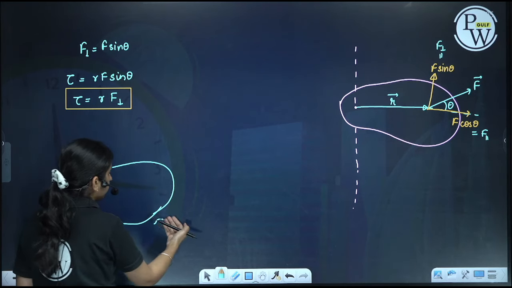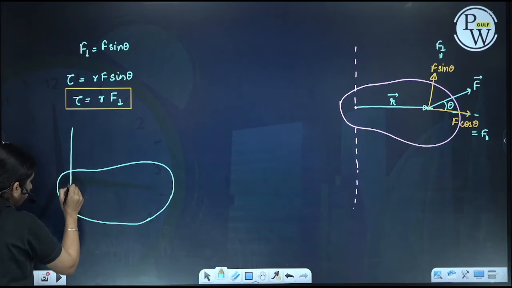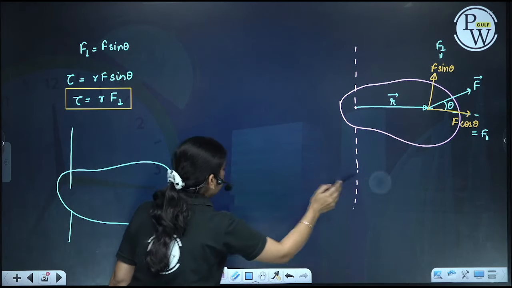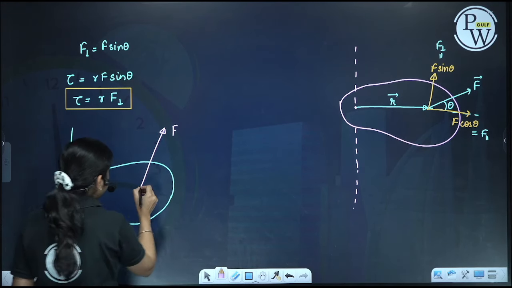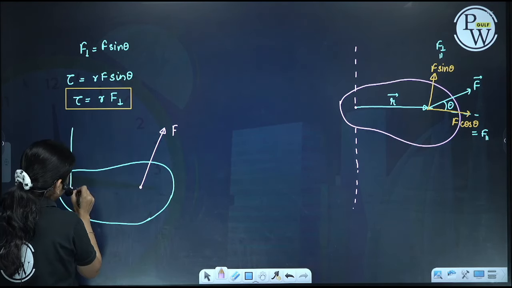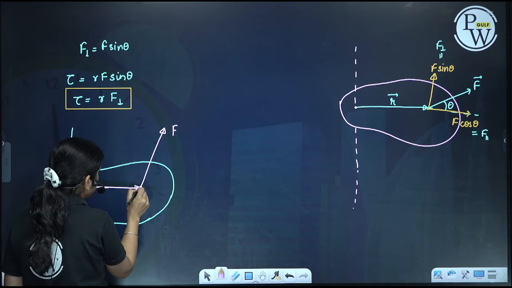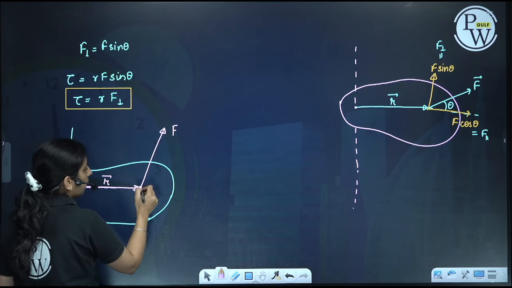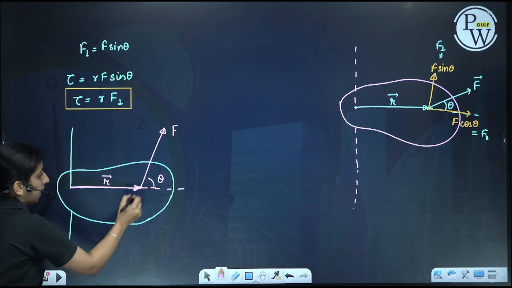Let us take any arbitrary rigid body. It is rotating about this axis. Now this is my force acting at this point. How do we draw R? This will be my R vector from the axis of rotation to the point where the force is applied. This will be angle theta.